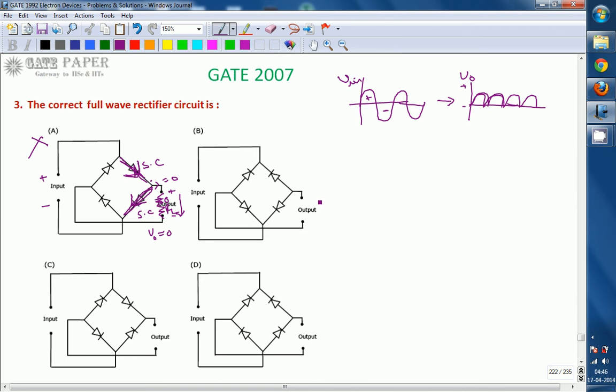Next, come to option B. If you apply the positive half cycle, assume there is a resistor present, which is RL, and across this you get V0. If you apply the positive half cycle, plus and minus, which diodes get forward biased? These two diodes will get forward biased. This diode and this diode will become forward biased.